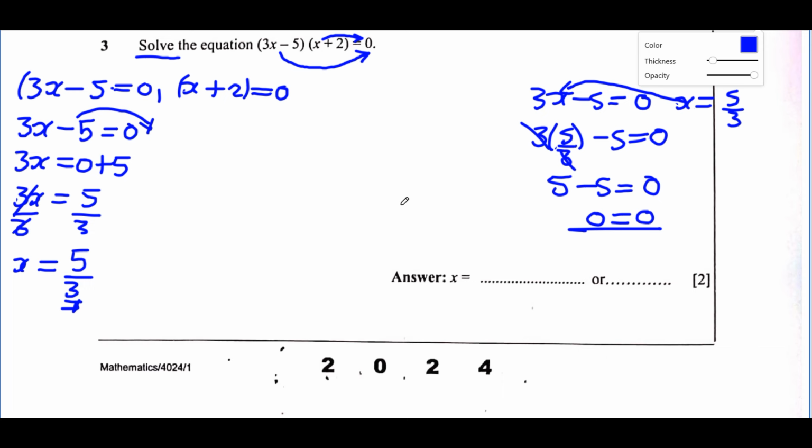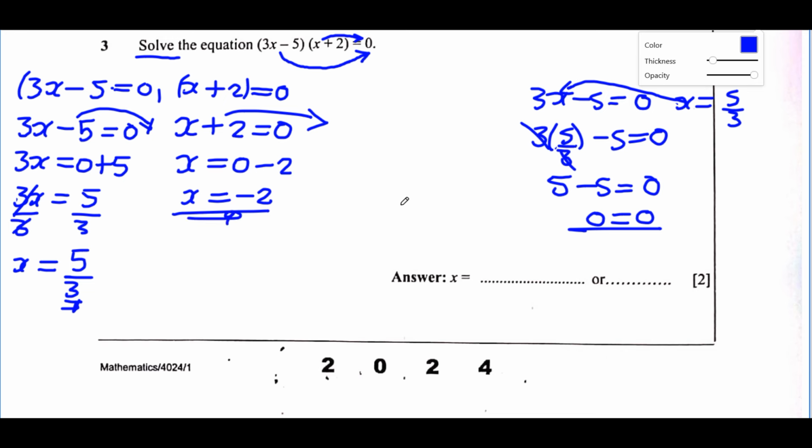So let's move on to the second one. x plus 2 is equal to 0. So x represents a number that we can add to positive 2 to give us a 0. So to do that, we shift positive 2 to the right side, giving us x is equal to 0 minus 2. x is equal to minus 2.